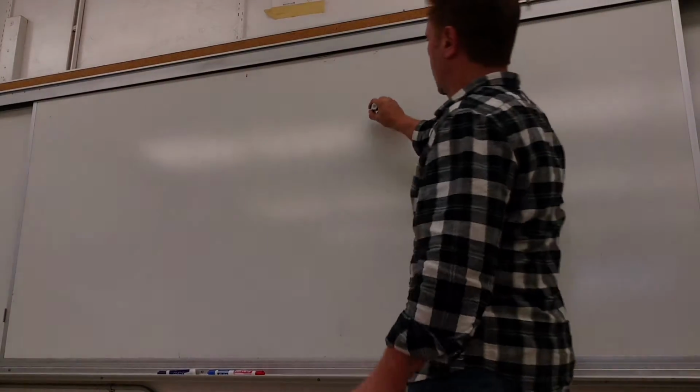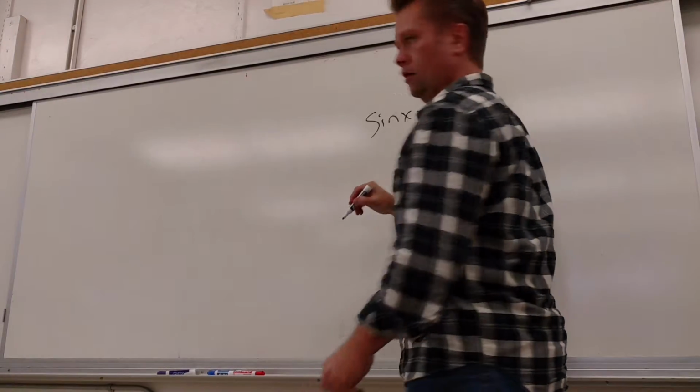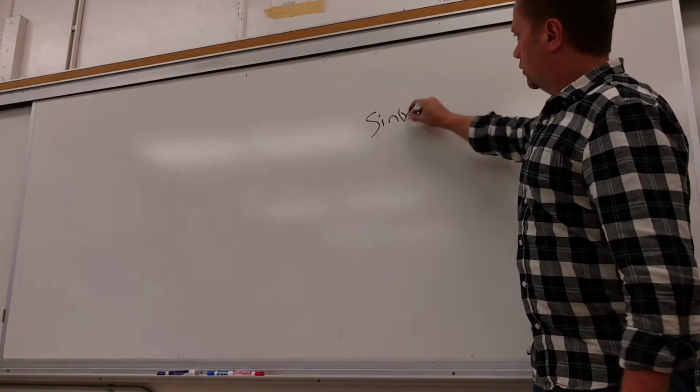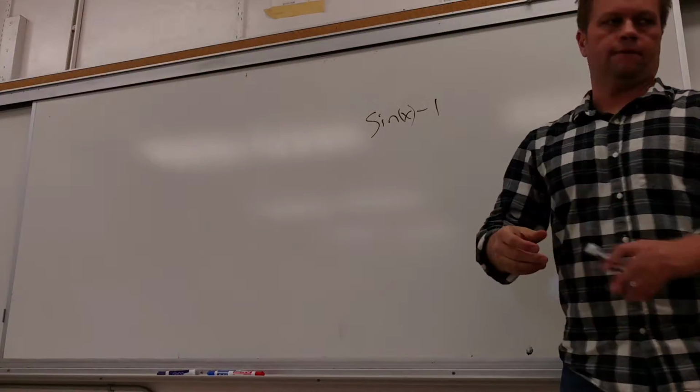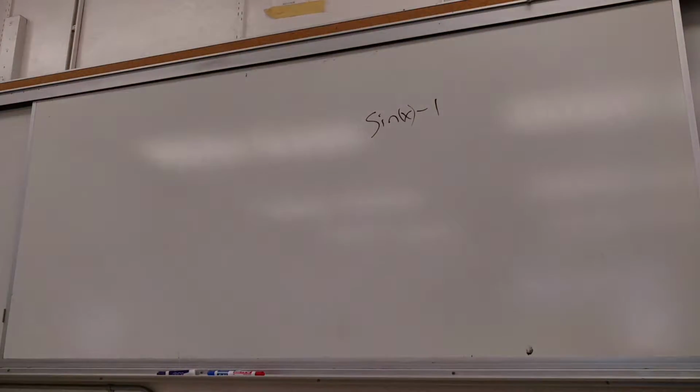So if you're trying to type in here, if you want to put in sine of x minus 1, this is not right. When you hit the sine button, it opens a parenthesis. So if I want to put sine x minus 1, I have to close the parenthesis immediately. Right? And 2 minus 1. So sine x, close it, minus 1.